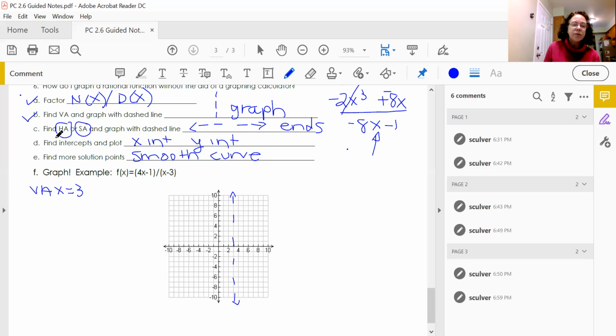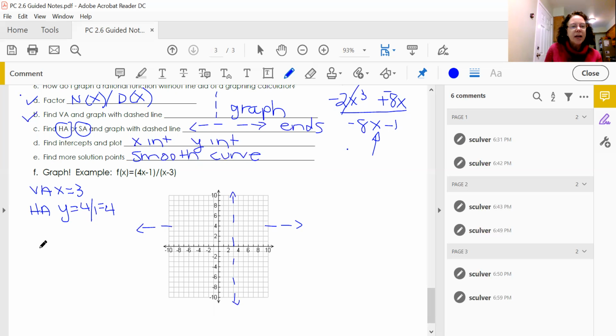Next, let's find the horizontal asymptote or the SA. Let's compare those degrees. The degree of the numerator is 1 and the denominator is 1. So the HA must be the ratio of the leading coefficients, 4/1 or 4. Okay, so that means on the ends of the graph only, I'm going to put a dashed line at y equals 4 and show how the graph is supposed to end up.